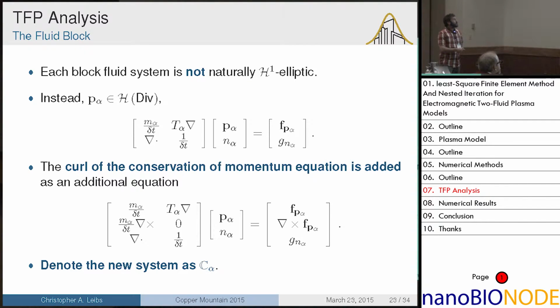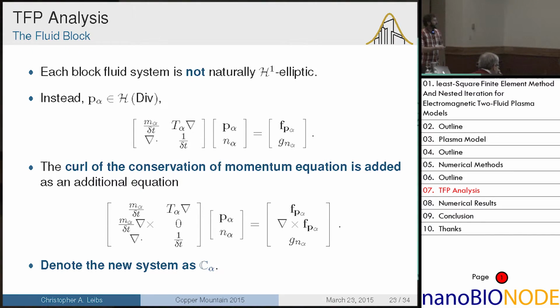So what we do is we take this, it's a bit unconventional I think, and we just take the curl of this first equation and we add it into the system as a whole new equation. And because of the way that this number density couples in, it looks like a gradient, we end up with just a 0 here. So that completely goes away.